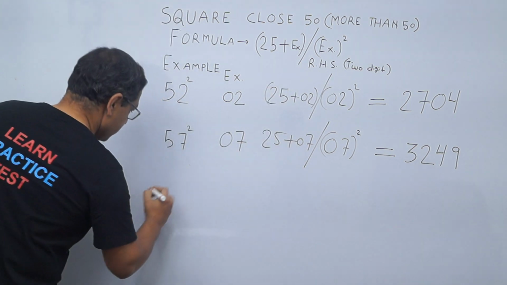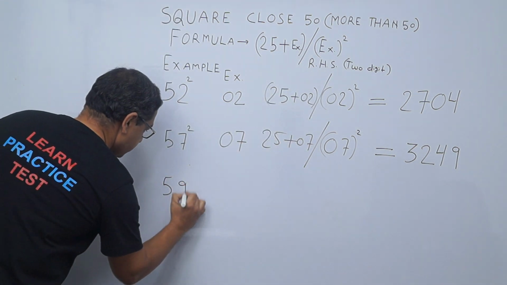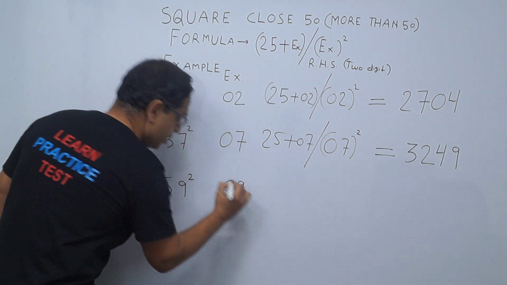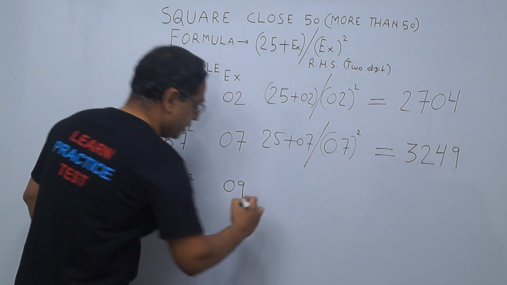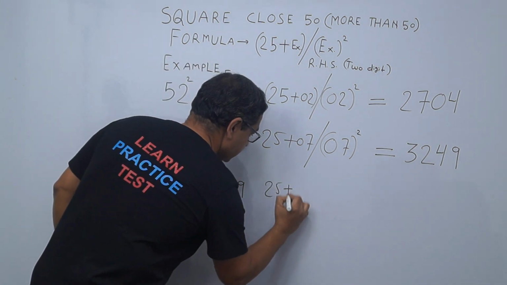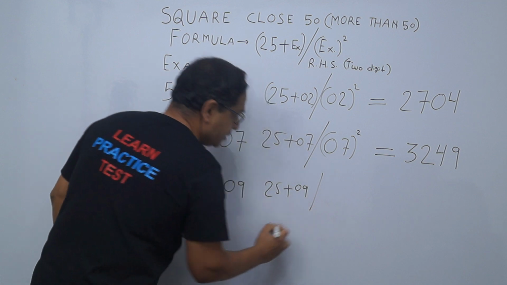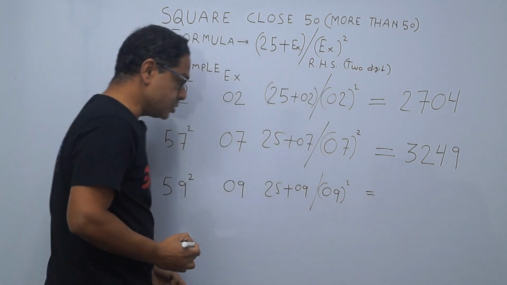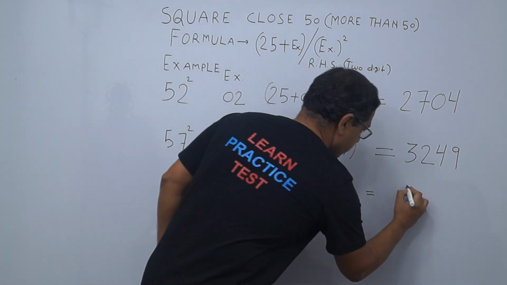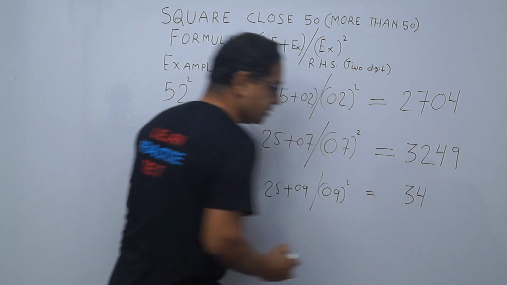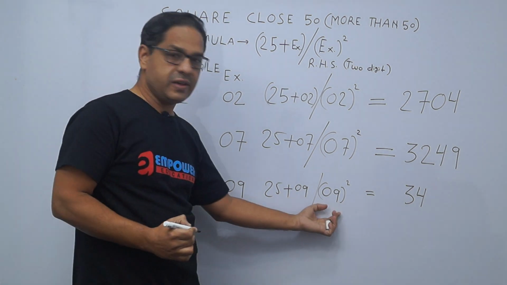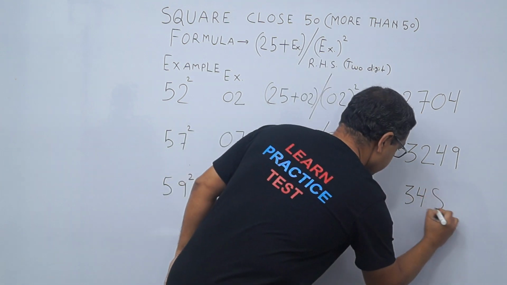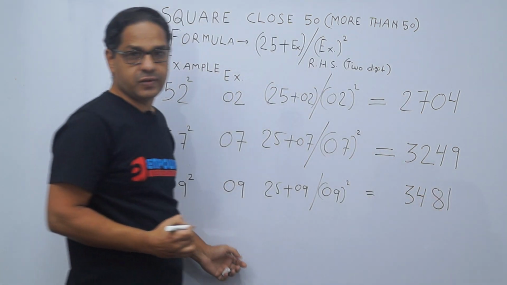Let me give you one more example. Say 59 square, which is 9 more than 50. So on the left side we have 25 plus 9, and on the right side we have 9 square. 25 plus 9 gives you 34. So the left hand part of the answer is 34. On the right side we have 9 square, which is 81. So your answer is 3481.